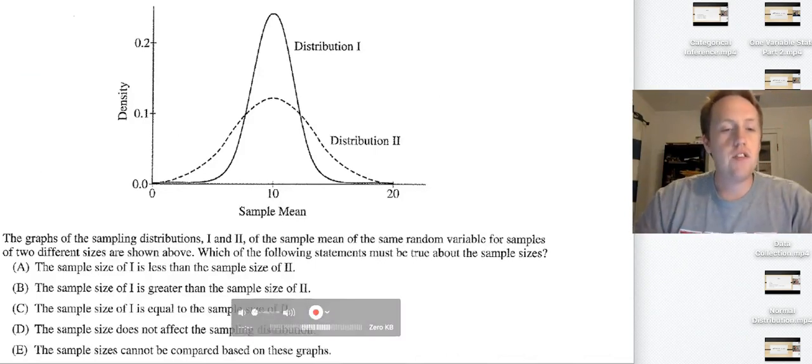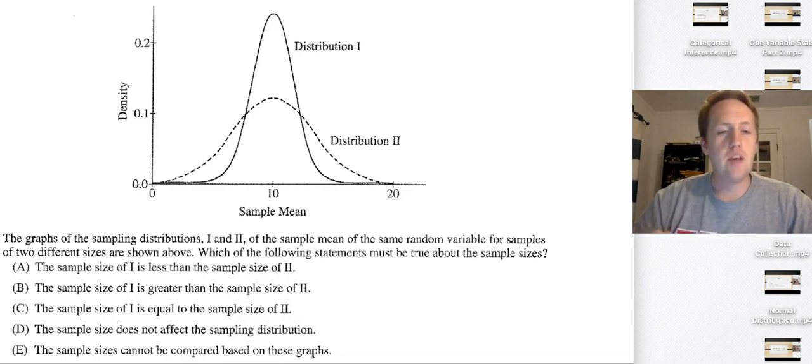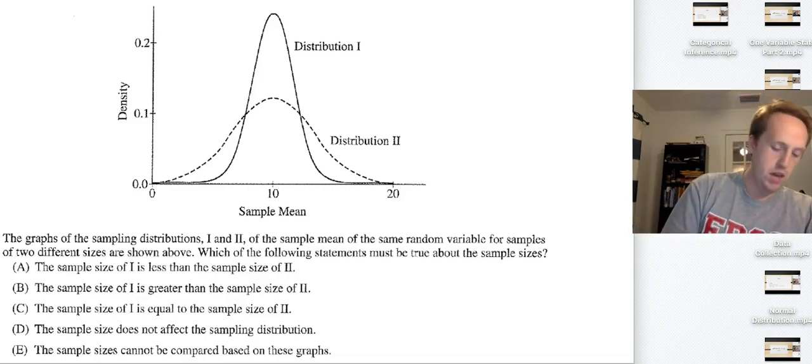The graphs of the sampling distributions 1 and 2 of the sample mean for samples of 2 different sizes. That's basically all that says. Which of the following statements must be true about the sample sizes? So before I even look at the answer choices, I want to look at the actual graphs. Distribution 1 has significantly lower variability, right? It's not as spread out. So that means distribution 1 should have the larger sample size, which is B.